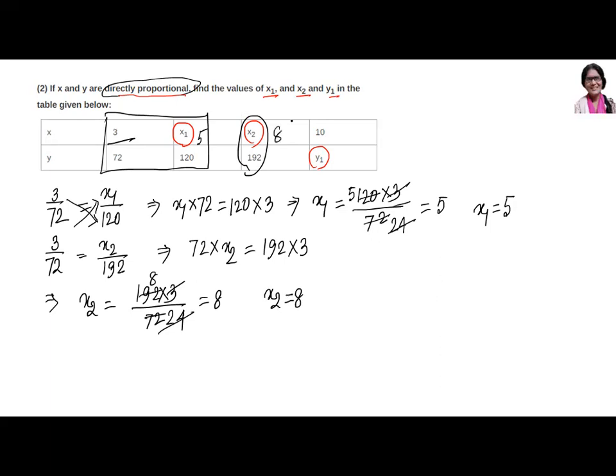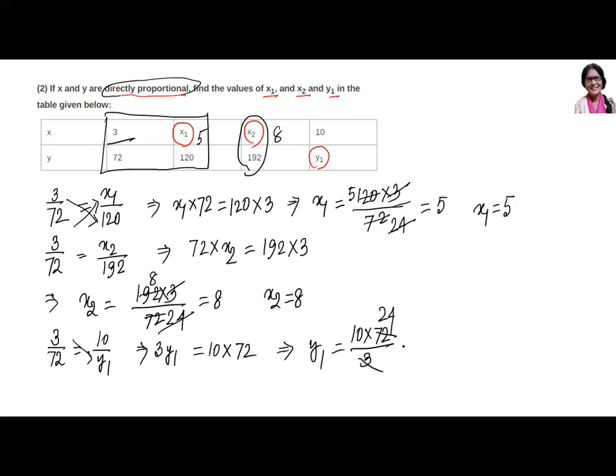We got another one. Now coming to y. Same ratio, 3 by 72. Where the ratio has all the terms given, you take that ratio. That will be 10 by y1. Again cross multiply. 3 times y1 is equal to 10 into 72, or y1 is equal to 10 into 72 upon 3. 24 times 10 is 240, so you are getting 240 as the answer.